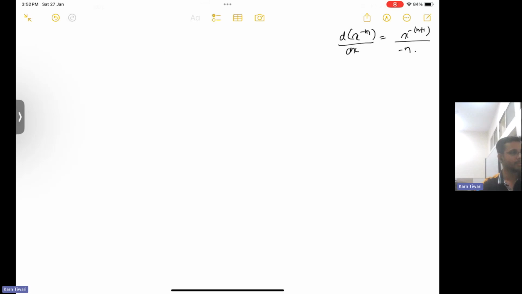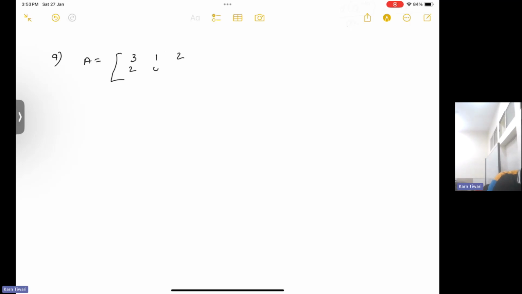Now, two more questions are remaining. Let's move on to question 9. It's about finding the rank of a matrix A. We have been given matrix A, which is basically 3 cross 3. This time we have 3, 1, 2; 2, 0, 5; 1, 2, 3.